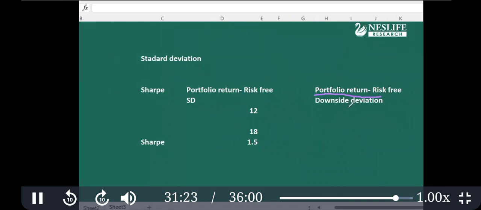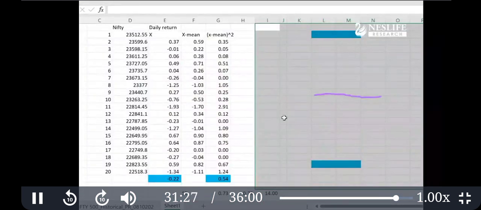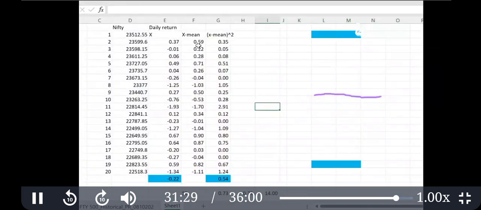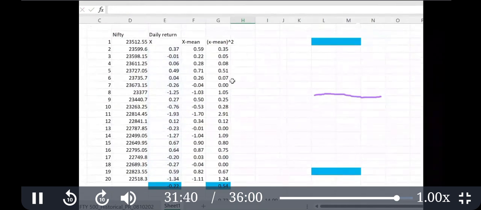Now, what is downside deviation? Let's focus. I'll explain it here. So here, what we took was the standard deviation of all the observations. Okay, this 73 was the observation. But what if we take only the returns which were negative or below average? Okay, so let's start writing here.